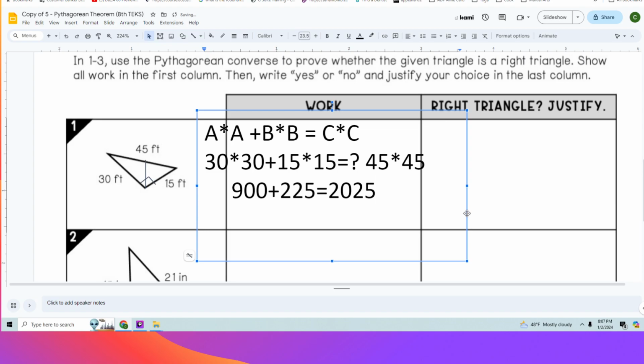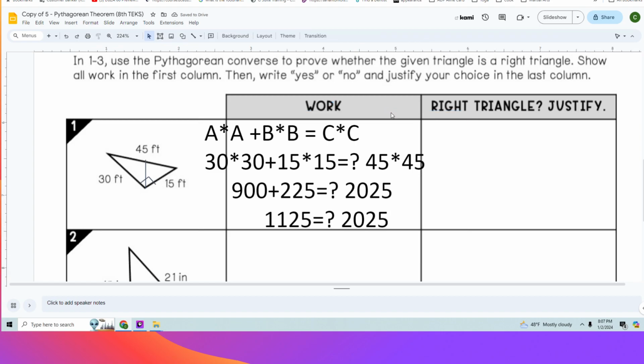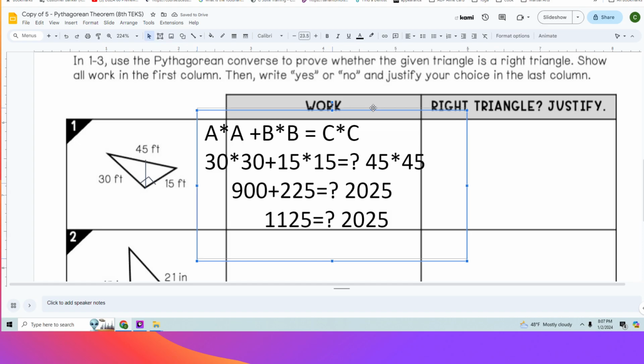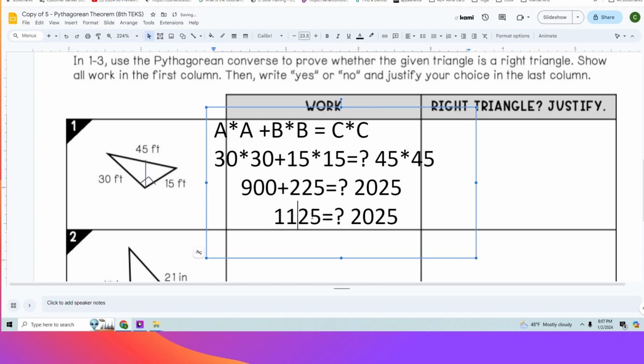So now I'm just going to add my two sides together. Oh yeah, don't forget the question mark because we're seeing if it equals. And then we're answering finally when we come to this conclusion, the question, does 1125 equal 2025? And the answer, of course, is no.